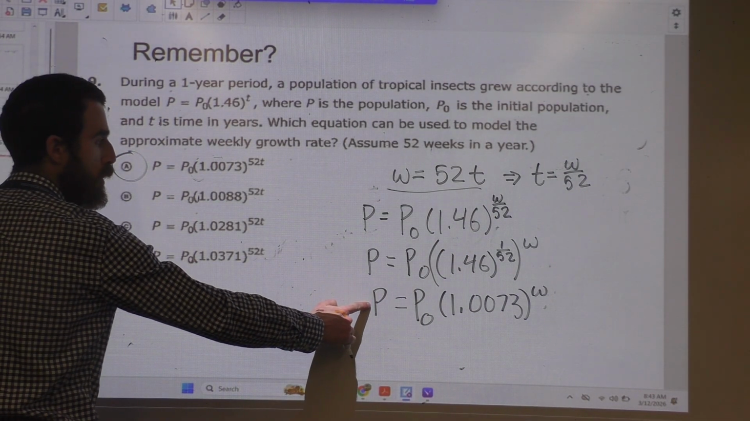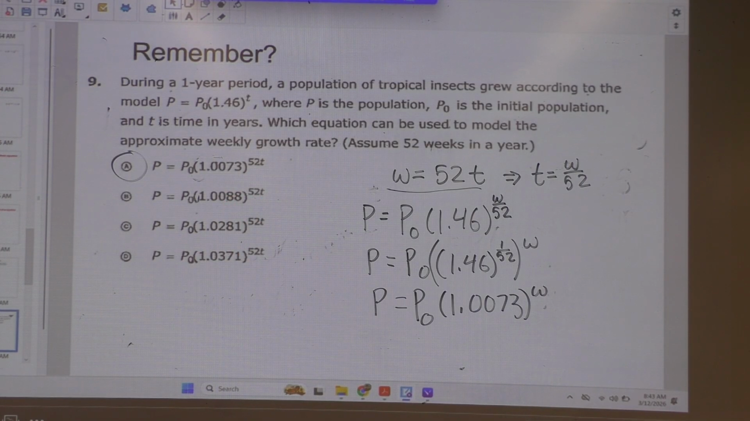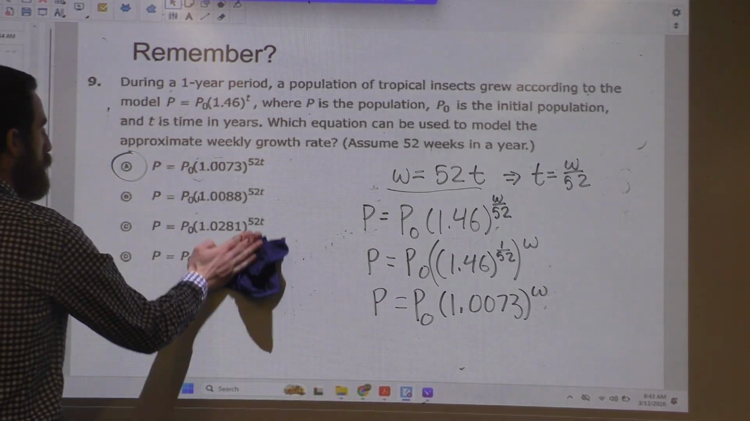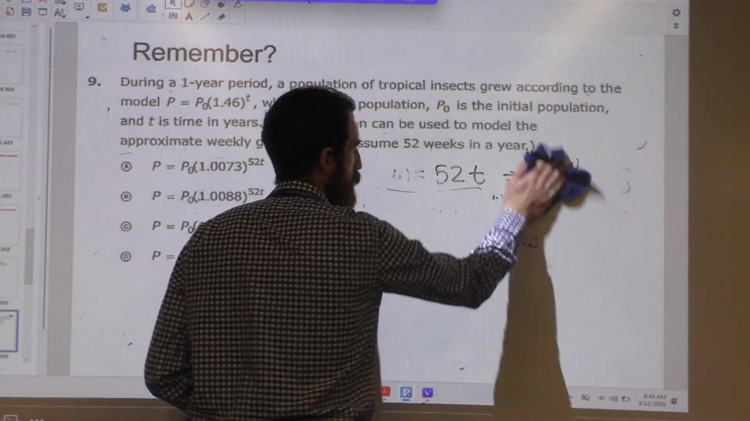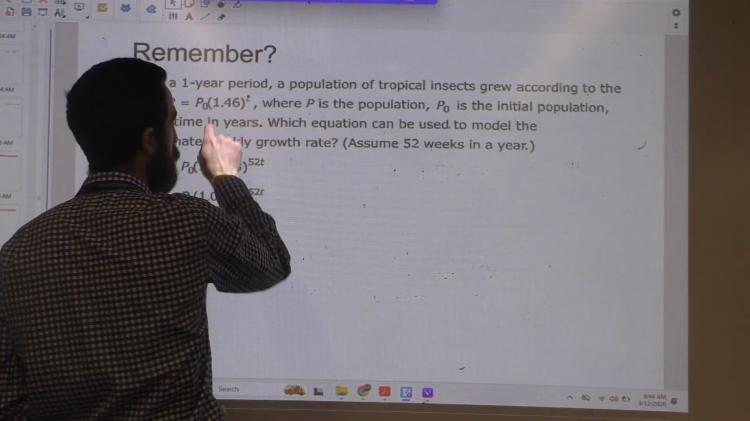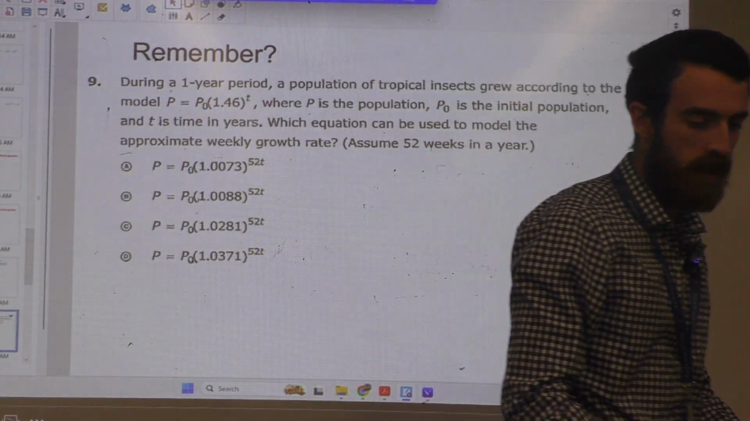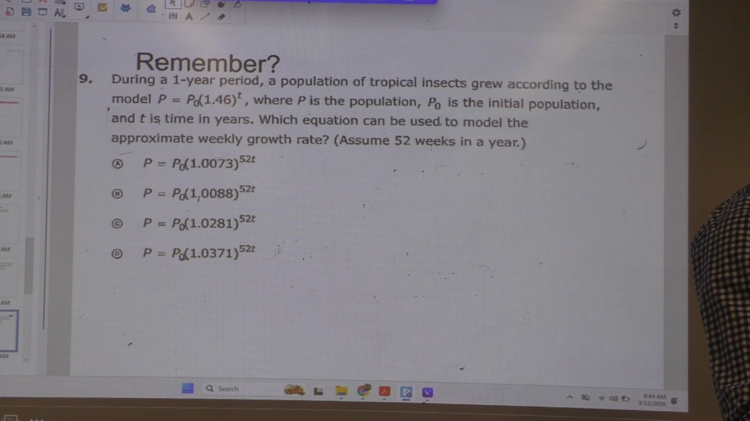This formula would be true if I wanted to know after a certain amount of weeks. But if I still want to know after a certain amount of years, I would multiply that number by 52. If I'm compounding 52 times and ending up with an increase in 46%, I would need to take the 52nd root of that to find how much I increased per singular time.